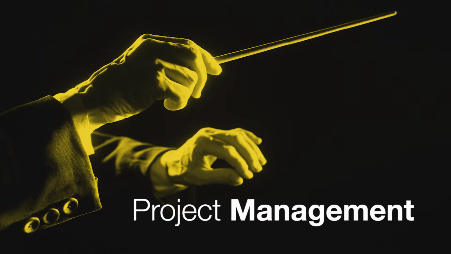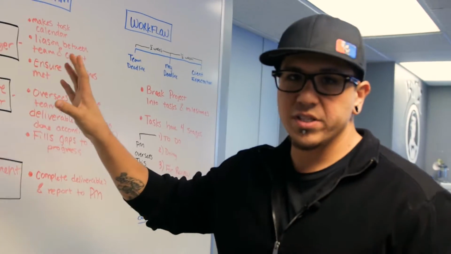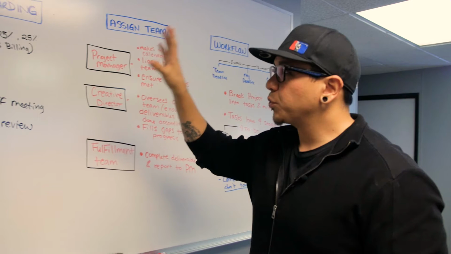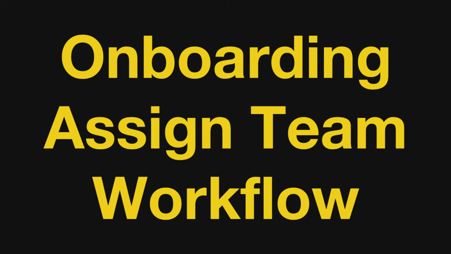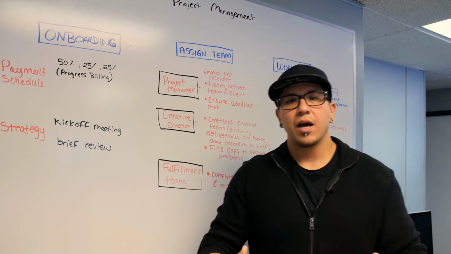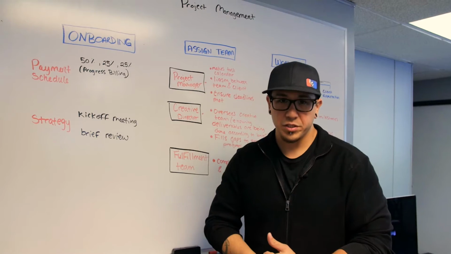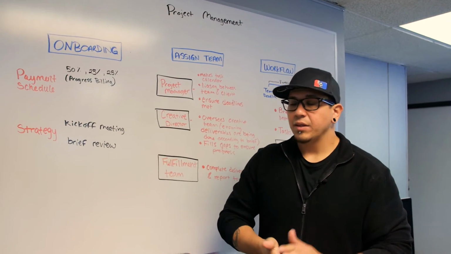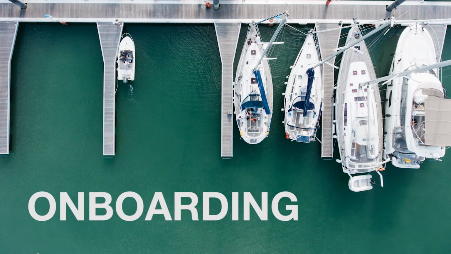This is going to be a high-level view of our project management system in 3 phases. We broke it up into onboarding, assigning the team, and the workflow. This is already assuming that we've made a deal with the client, we've agreed on a price, a contract has been signed, and we've agreed to do a project for them.